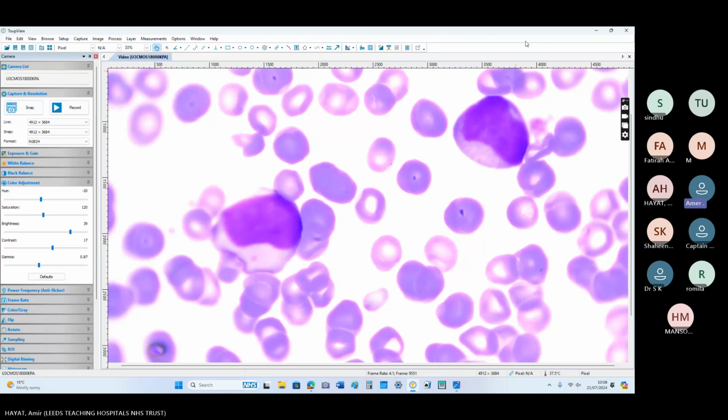Okay, so our hospital has an acute leukemia workup PDF. I will share that in the group. Okay, let's move on.